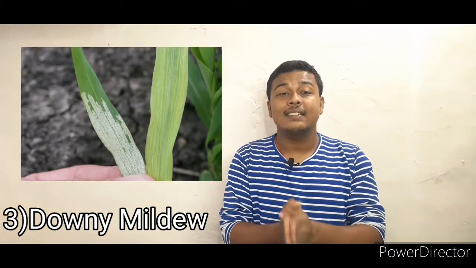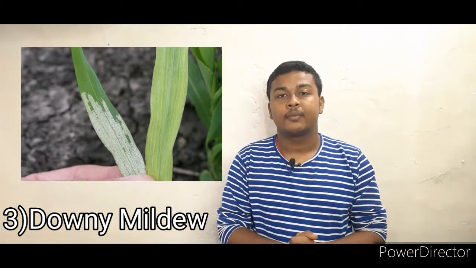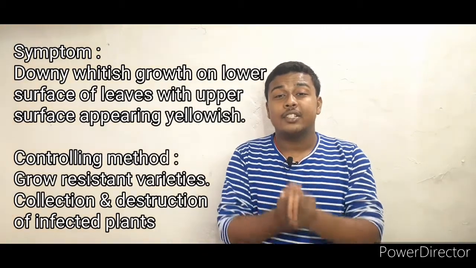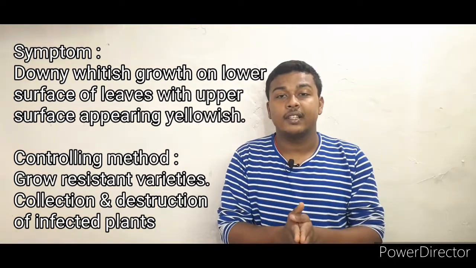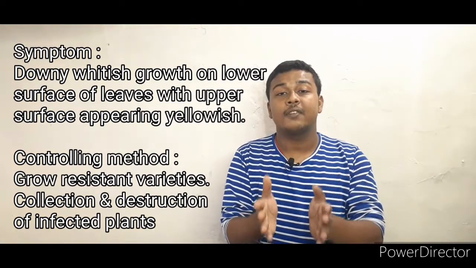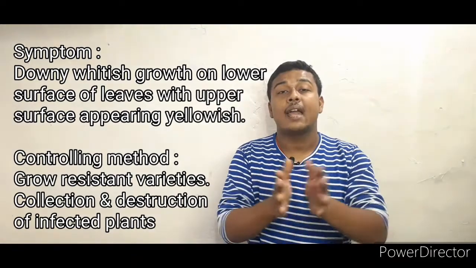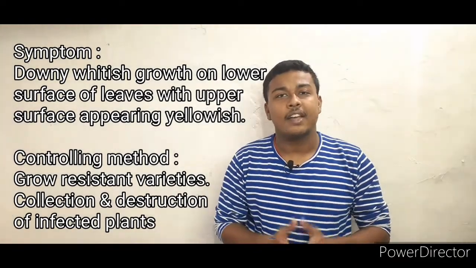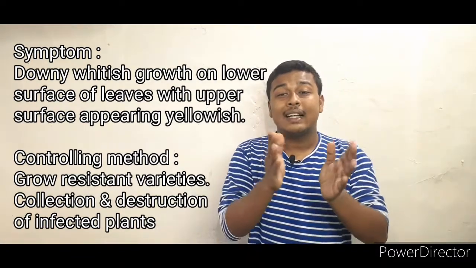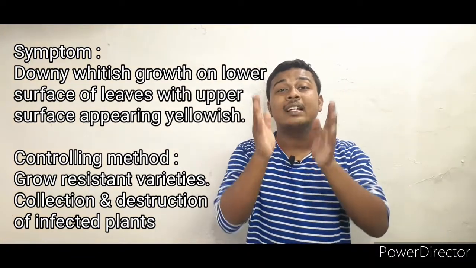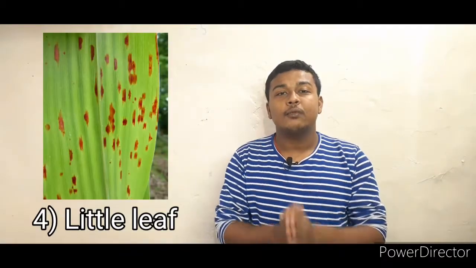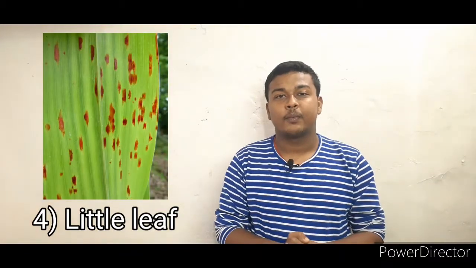Now the third kind of disease is downy mildew. In this, downy whitish growth on the lower surface of the leaves, with the upper surface appearing yellowish, can be seen. And to control this, grow resistant varieties as usual, or collection and destruction of the infected plants can also be done.